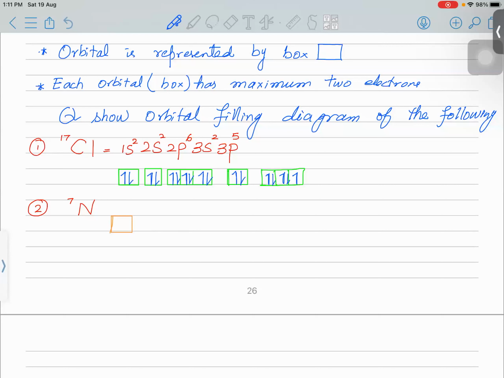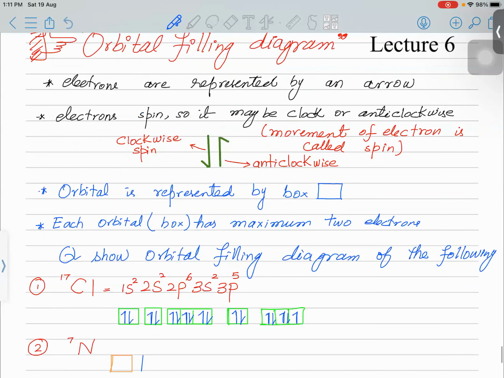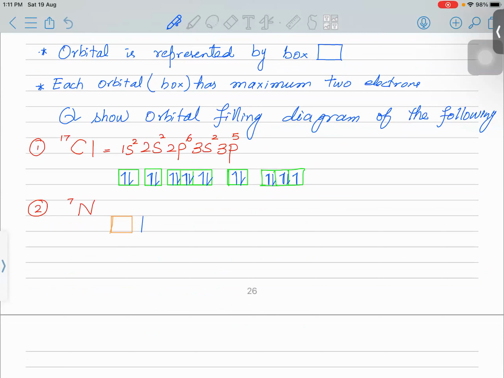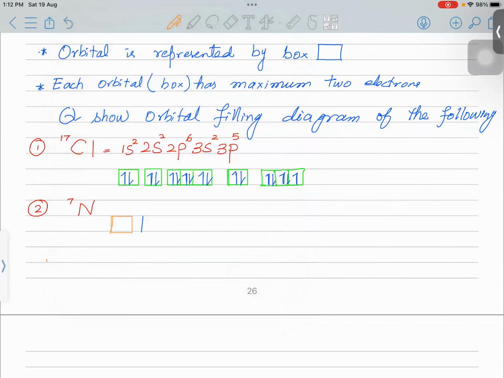So the one that is upwards is clockwise, and the one that's downwards is anti-clockwise? Downward is clockwise, because this is clockwise. So downward is clockwise, upward is anti-clockwise. Sir, can it be my choice if I want to draw clockwise first or anti-clockwise first? Yes, it's not a certain rule.